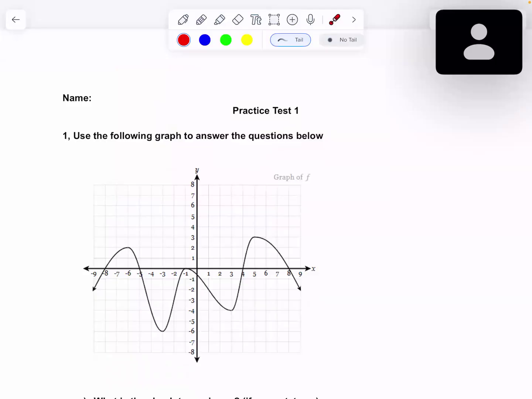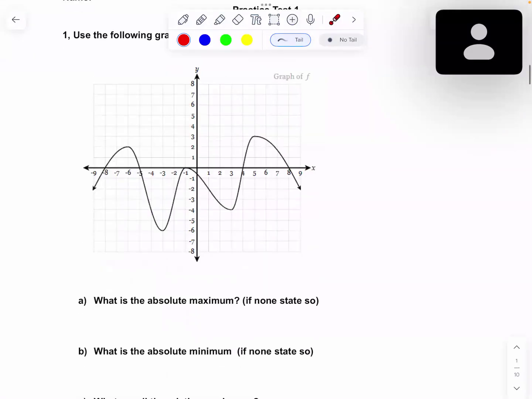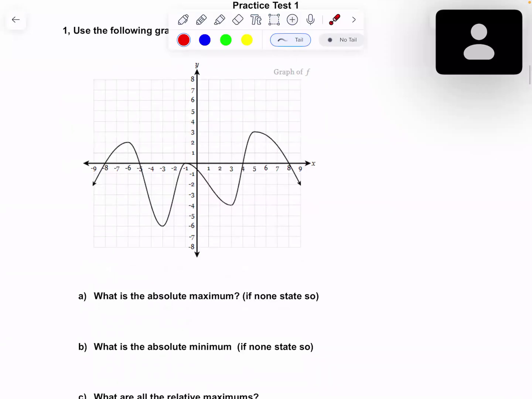All right, we're gonna go over the problems on the practice test. Help us prepare for the test. Here we go. So the first one just asks us to state the absolute maximum and the absolute minimum.